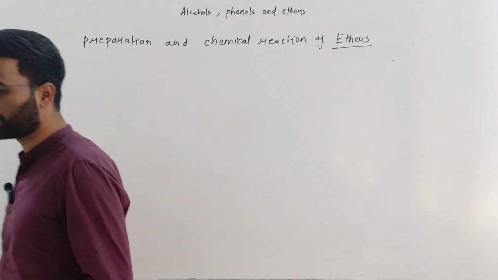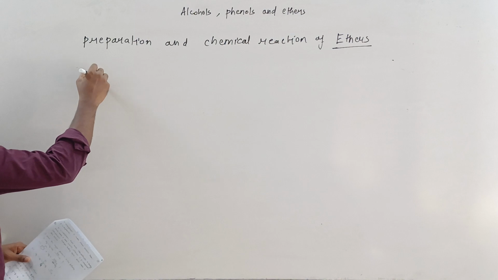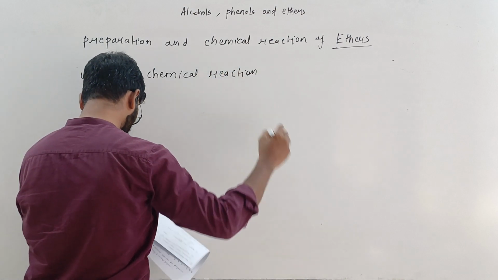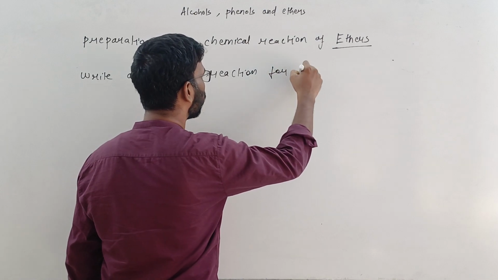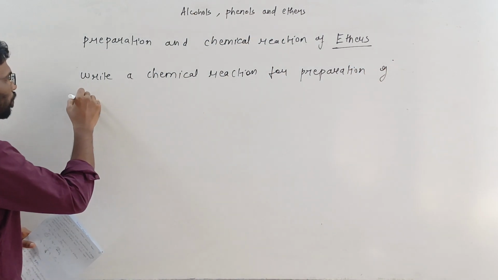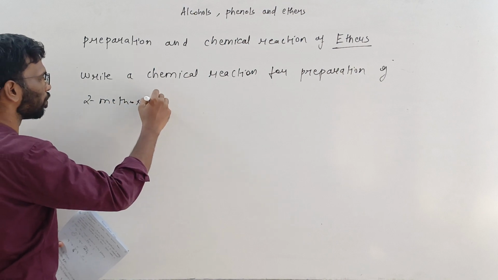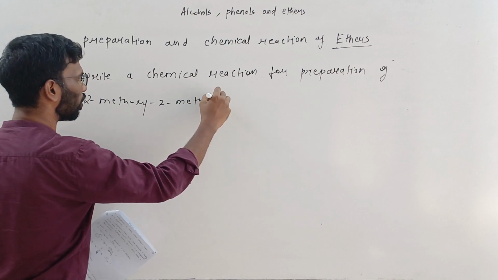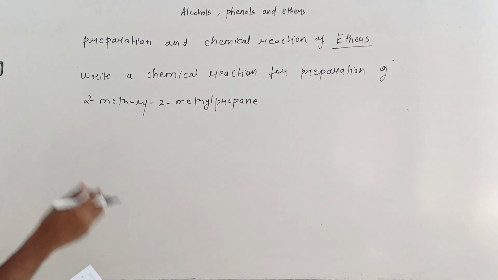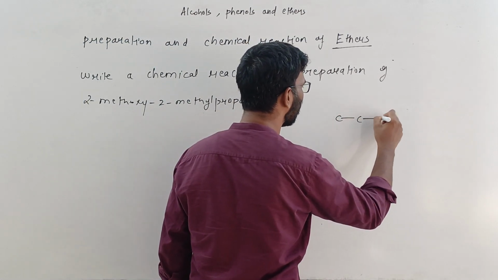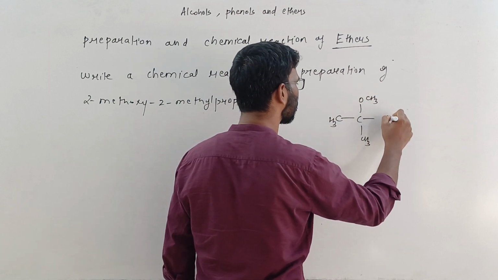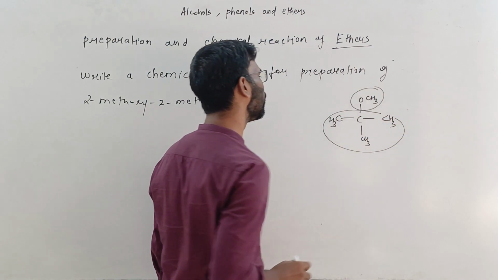Next is about the Williamson synthesis. The question I have taken over here is, write a chemical reaction for the preparation of 2-methoxy-2-methylpropane. Now, how is the structure of 2-methoxy-2-methylpropane? It is this. There are 3 methyls on the second carbon, there is a methoxy on the second, and this is the structure. This is my R part and this is my alkoxy part.